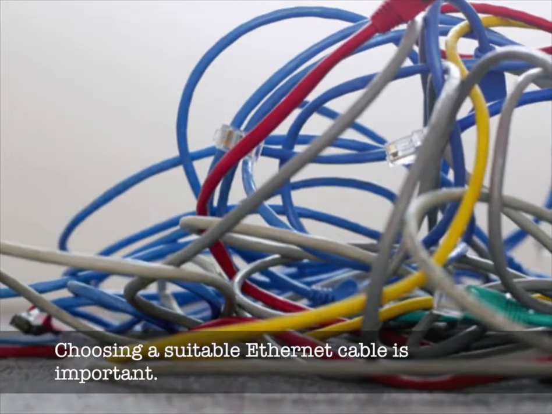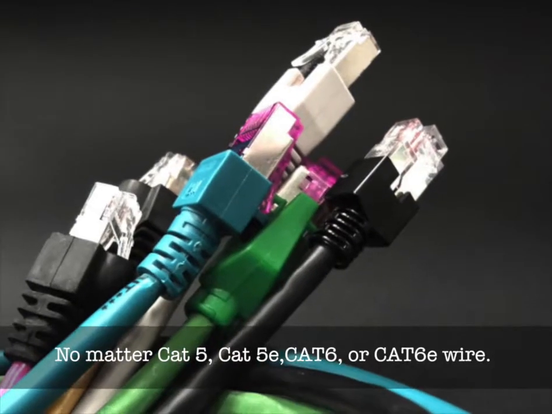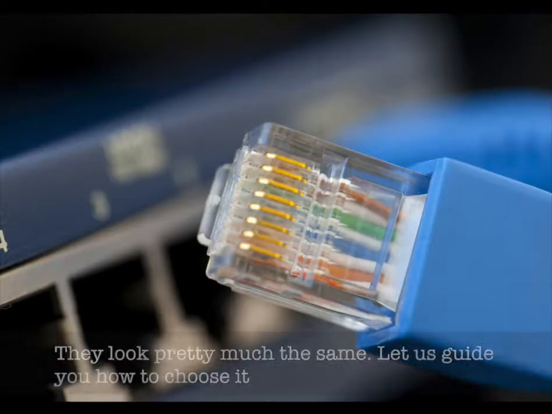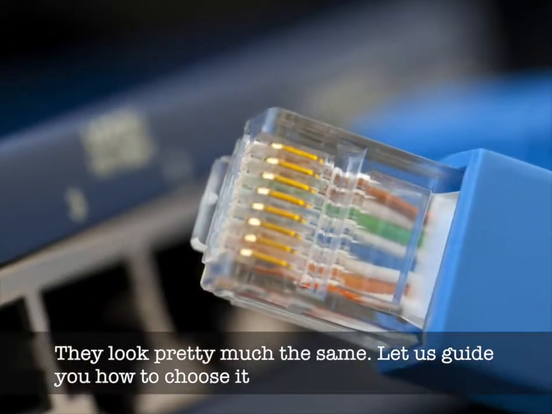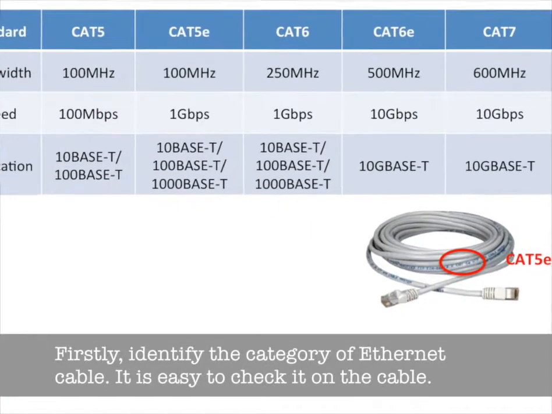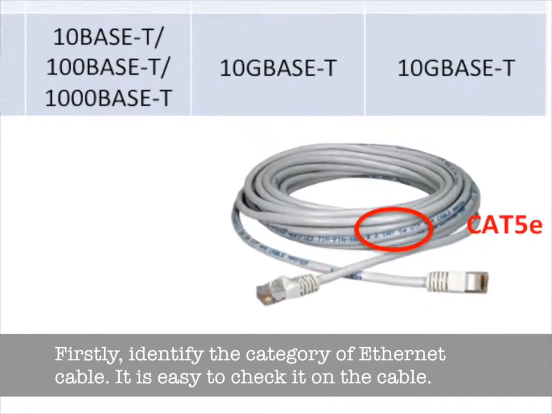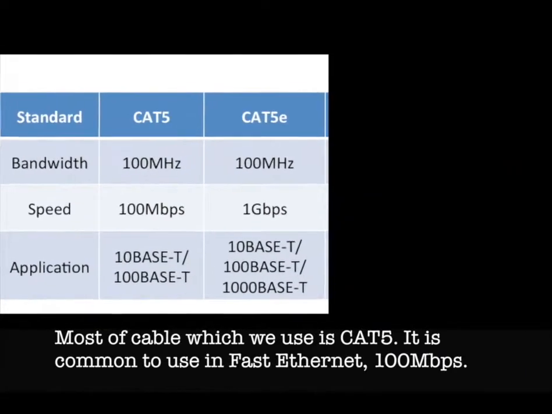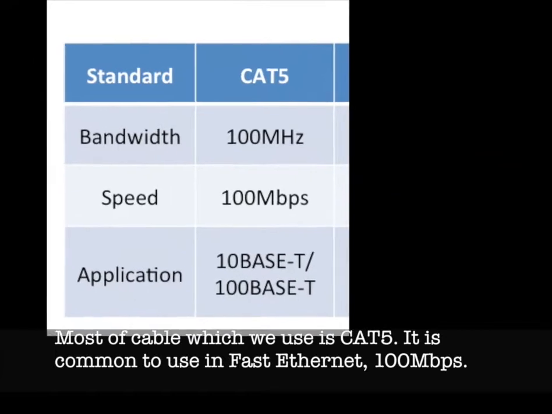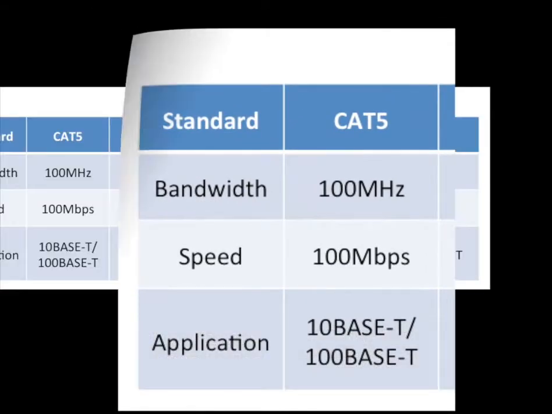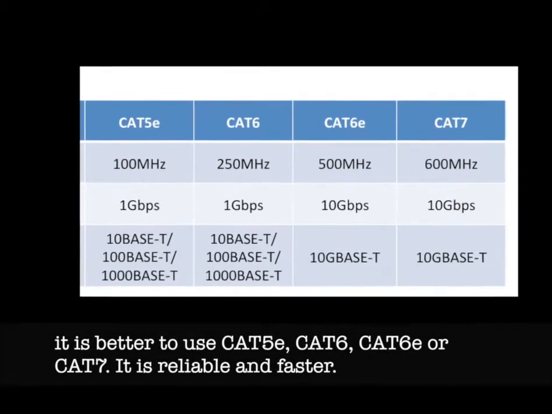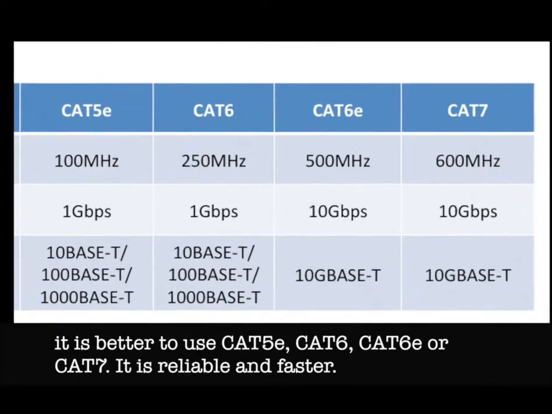Choosing a suitable Ethernet cable is important. No matter Cat5, Cat5e, Cat6, or Cat6e wire, they look pretty much the same. Let us guide you how to choose it. Firstly, identify the category of Ethernet cable. It is easy to check it on the cable. Most of cable which we use is Cat5. It is common to use in fast Ethernet 100 megabits per second. When we upgrade fast Ethernet to gigabit, it is better to use Cat5e, Cat6, Cat6e or Cat7. It is reliable and faster.